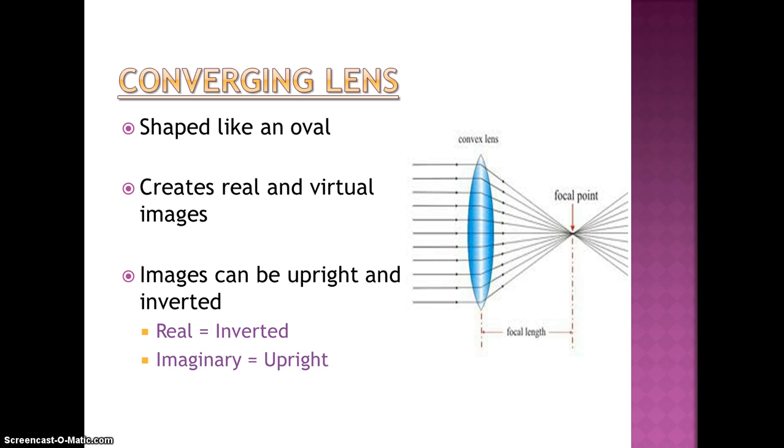Now I'll be going into more detail on converging lenses. Like I said before, converging lenses, or convex lenses, are shaped like an oval. These types of lenses can create either real images or virtual images. Every real image created by a convex lens must be inverted. Also, every imaginary image created by convex lenses must be upright. Whether the image is real or imaginary depends on the object's distance from the focal point.